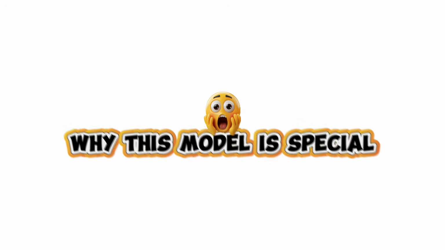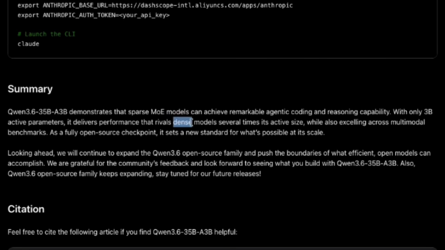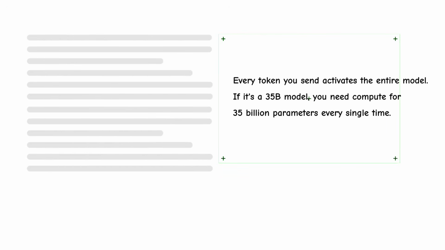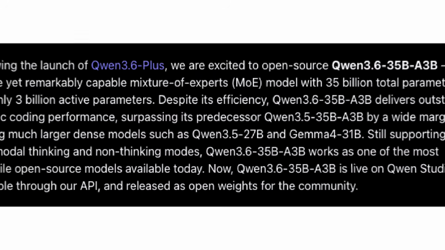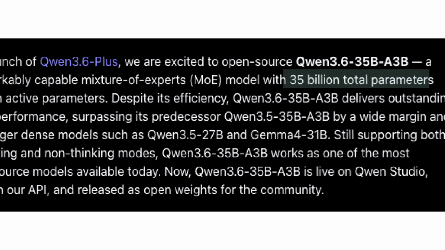Let's go. Before we touch any code, let me explain why this model is special, because the architecture is the whole story. Most big AI models are what's called dense models. Every token you send activates the entire model. If it's a 35B model, you need compute for 35 billion parameters every single time. Qwen 3.6-35B-A3B uses a sparse mixture of experts architecture, or MoE. It has 35 billion total parameters, but at any given moment during inference, only 3 billion of those parameters are actually active.